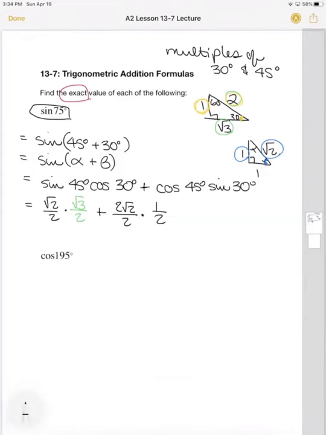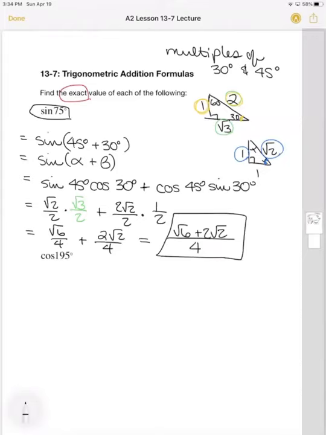Okay, now we need to simplify this. And so we're getting root 6 over 4 plus 2 root 2 over 4. So that is going to just simplify. You make it one fraction over 4, root 6 plus 2 root 2 over 4. And that is the exact value of the sine of 75 degrees.